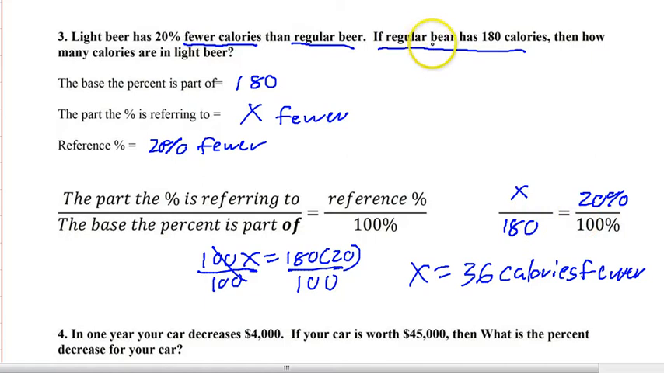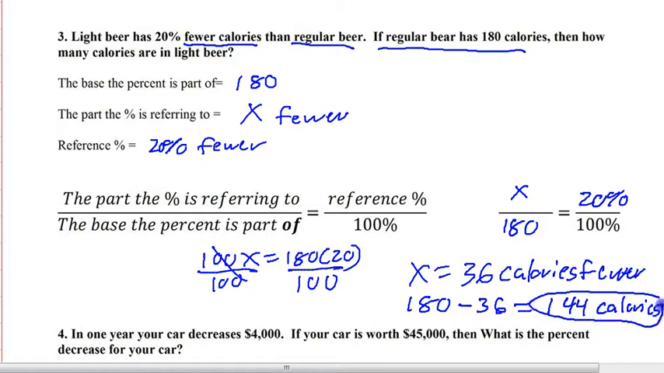All right, let's see if we answered the question though. It says if regular beer has 180 calories, then how many calories are in light beer? Well, this gives us fewer calories, 36 fewer. So this means we still have to do our actual decrease, which means to subtract. So 180 minus 36 is 144 calories. So how many calories are in light beer? 144. So that 20% off just basically tells us how much to remove. And when you see the word fewer, that's what you have to do.